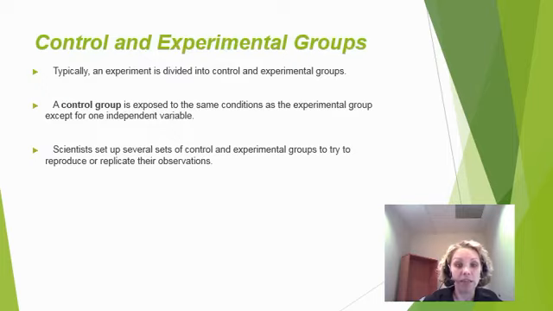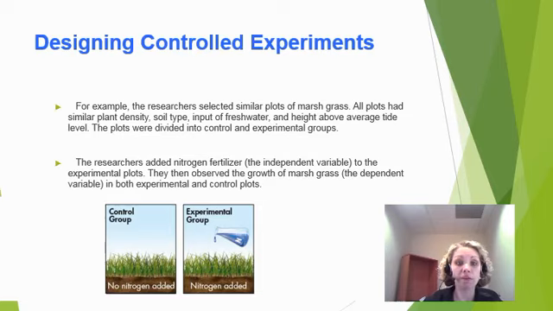Usually, in an experiment, we divide whatever it is we're testing, the marsh grasses for instance, into two groups, the control group and the experimental group. The control group is exposed to all of the variables with the exception of that one independent variable. The experimental group is exposed to all of the exact same variables as the control, as well as the independent variable. Let's take a look at our experiment.